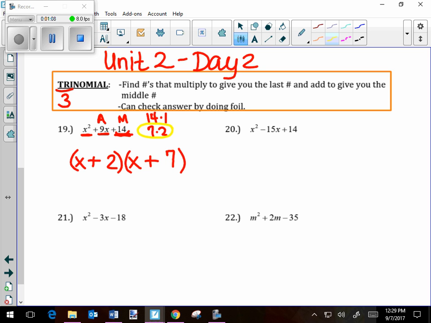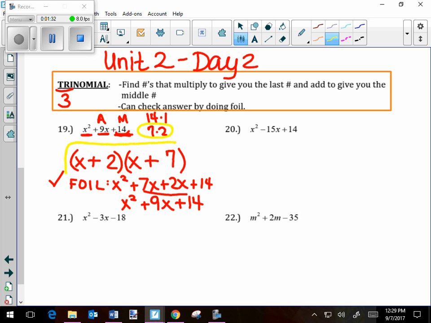If you were to take this factored form and FOIL this out, you would get x squared plus 7x plus 2x plus 14, and then combine like terms. It will take you back to the original problem. So this FOIL is your check. It's not part of doing the problem, it's your check. So this is your answer, but you never should get these wrong because you can always check them.